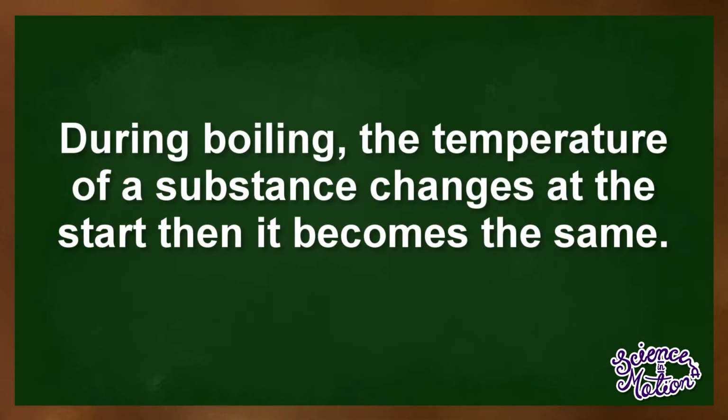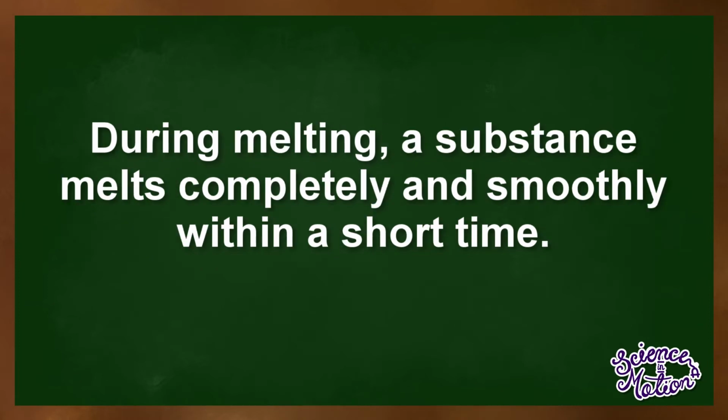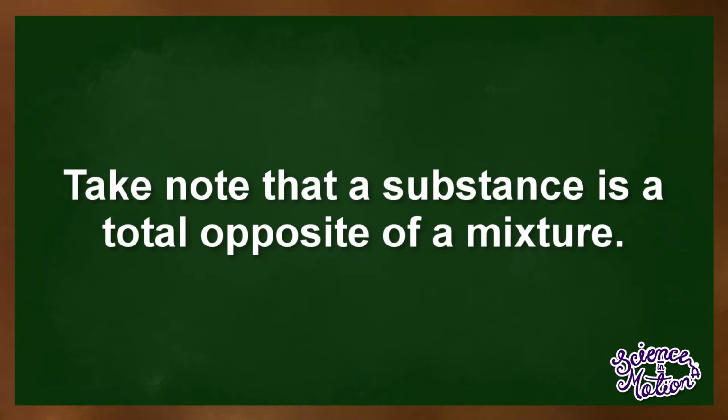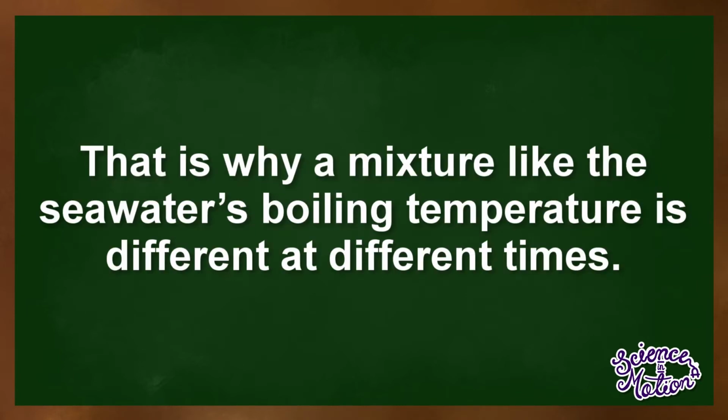Well, during boiling, the temperature of a substance changes at the start, then it becomes the same. During melting, a substance melts completely and smoothly within a short time. Remember that a substance like water have a sharp and definite boiling and melting points. Now, take note that a substance is a total opposite of a mixture. That is why a mixture, like the sea water's boiling temperature, is different at different times.